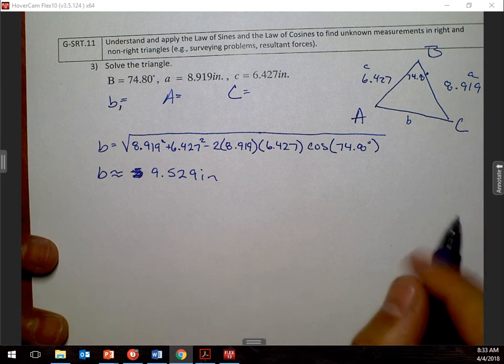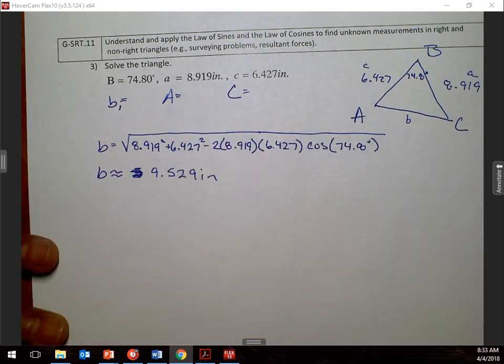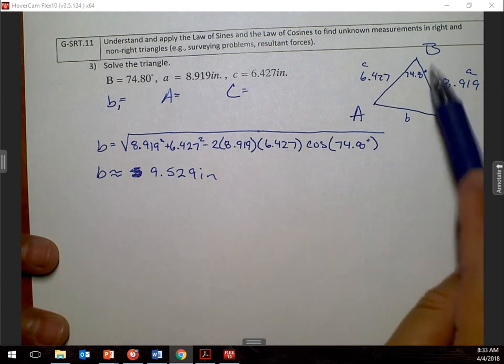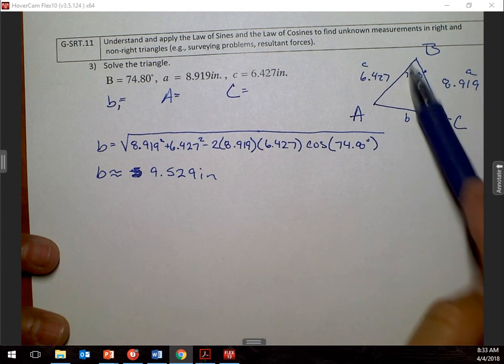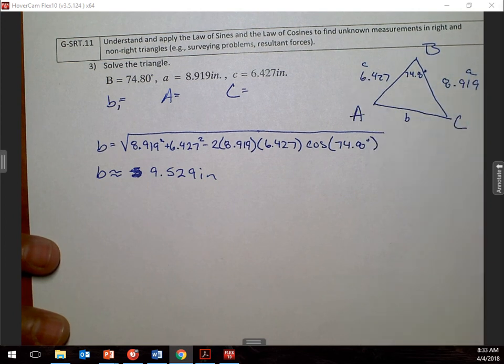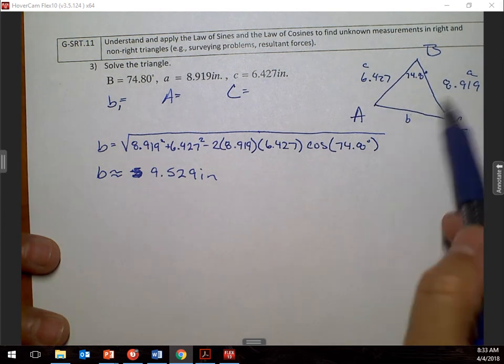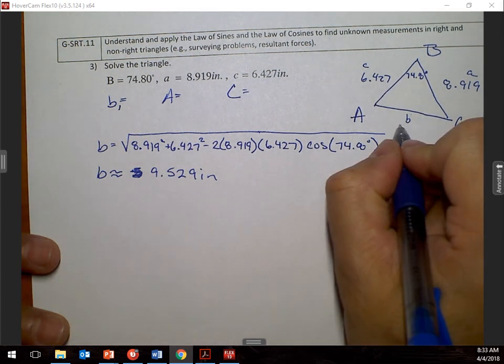There you go. So we found B. That means we need to find big A, right? So now that I have that, I can use either law of sine using my B's, and if I know all three sides, I think I want to use law of cosine for this one just because we haven't used it yet. So law of cosine here.